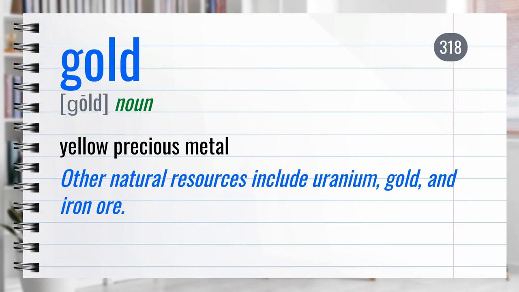Gold. Gold means yellow precious metal. For example, other natural resources include uranium, gold, and iron ore.